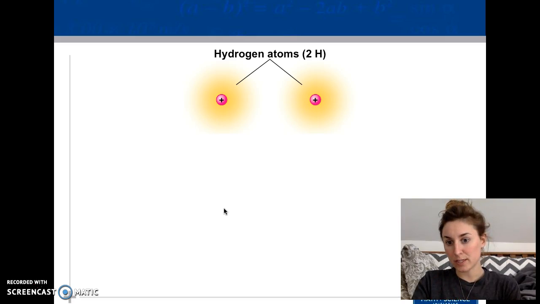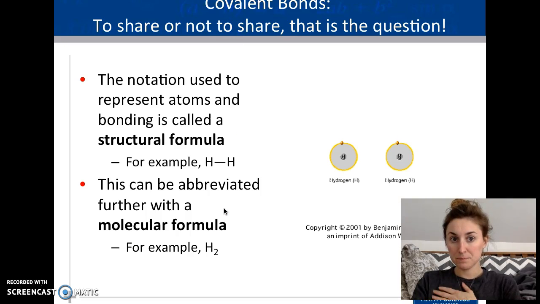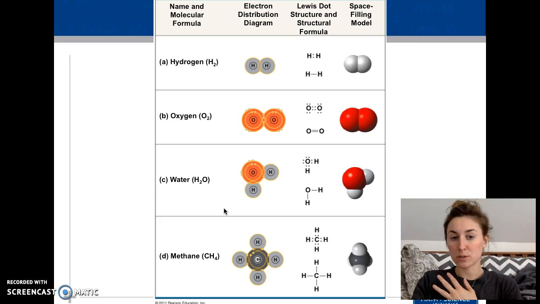If we look at hydrogen, their nuclei are identical, essentially. Therefore, they have the same pull on the electrons that are being shared, and so those electrons get shared directly between the two, making it a covalent bond. So if we look at other elements, like water and oxygen, or methane, so carbon and hydrogen, the sharing is not equal anymore because the nuclei are different sizes, and so we get different types of bonds.